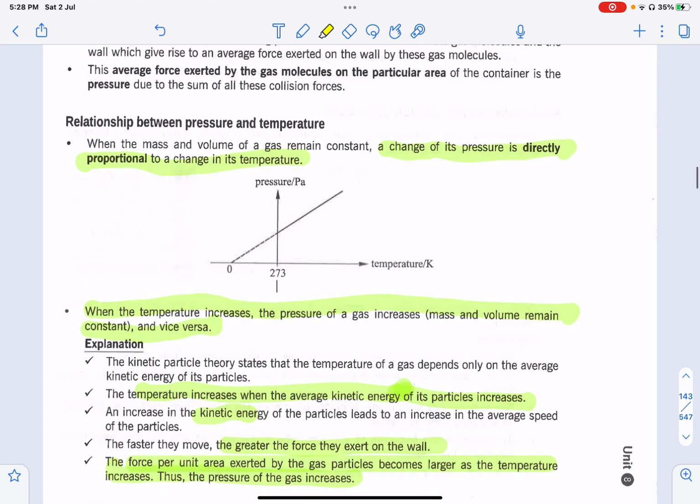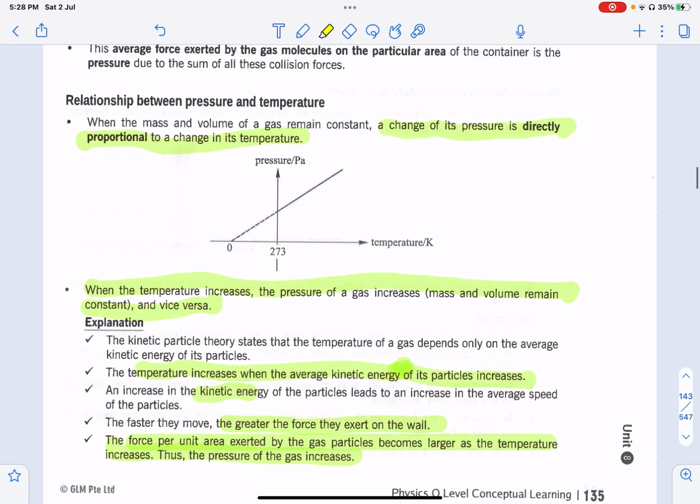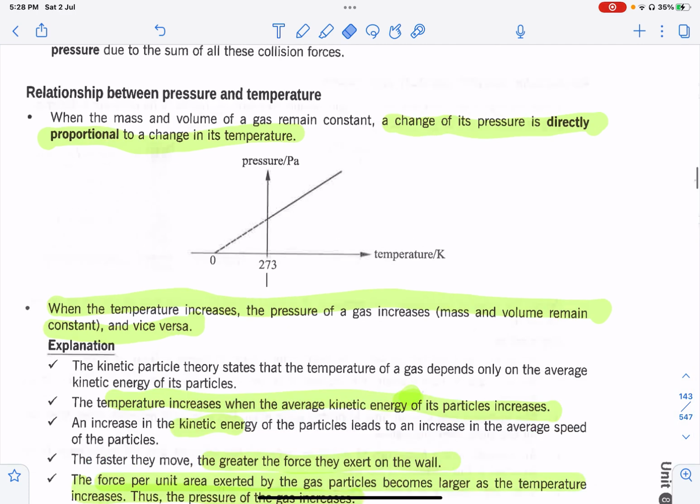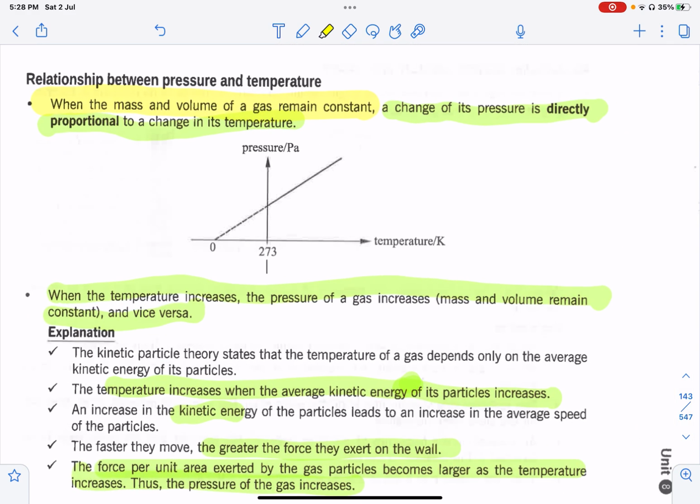Now, this comes up in either an MCQ or structured question: how are we able to plot a graph between pressure and temperature? When the mass and volume of a gas remain constant, this has to be one key assumption, the change in pressure is directly proportional to the change in temperature. Meaning, if we take temperature as the x-axis and pressure as the y-axis, any further increase in temperature will cause an increase in pressure. This is something similar to our pressure cooker.